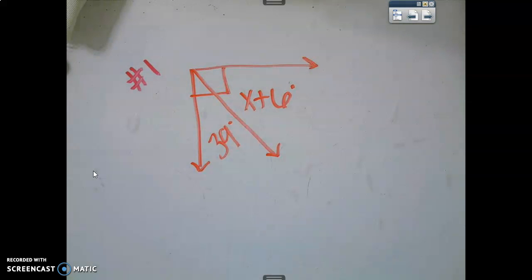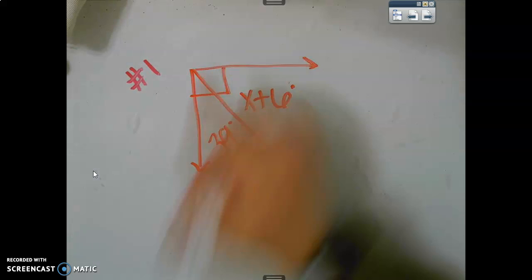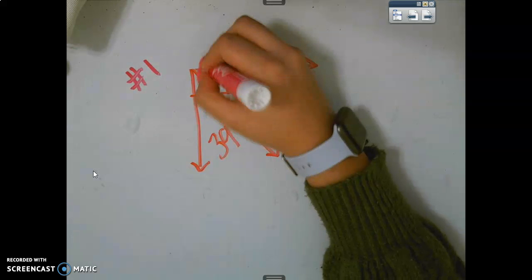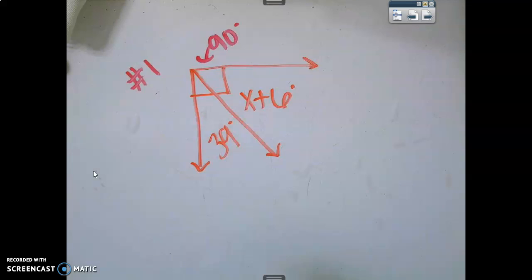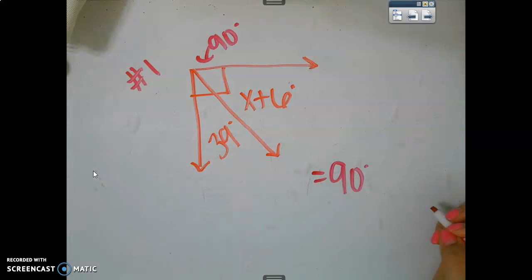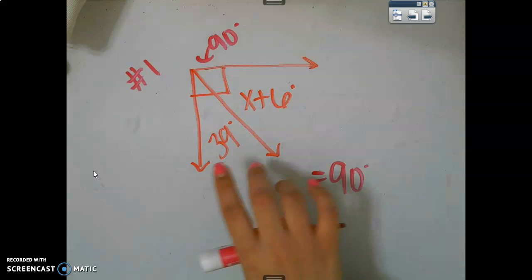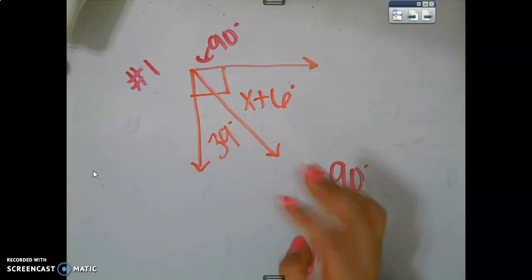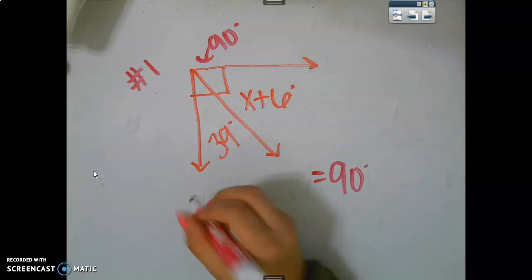So looking at number one, that perfect square means that it's going to be a 90-degree angle. So the first thing that we want to do is equal it out to 90 degrees. The next thing that we're going to do is create an equation using the values that are given to us, right? So you just kind of put it all together.